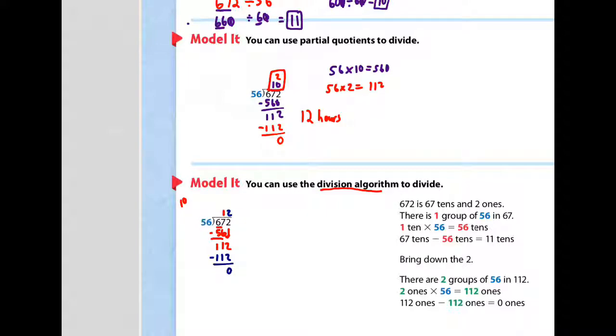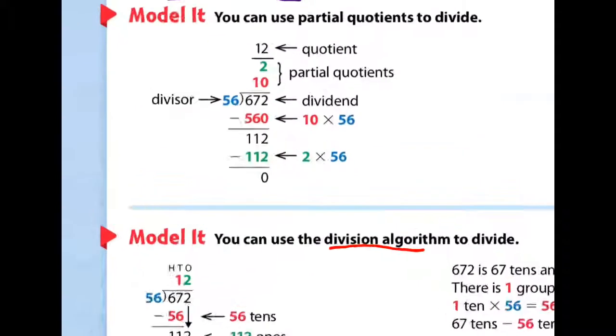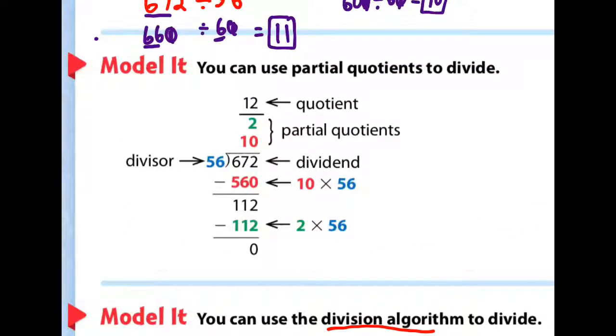Now what I'm going to do is erase all this, and let's take a look at all the junk that the book has written there just so you can see. So in partial quotients, I'll get my pointer ready. These were the partial quotients, the 10 and the 2. Remember, 56 times 10 was 560.